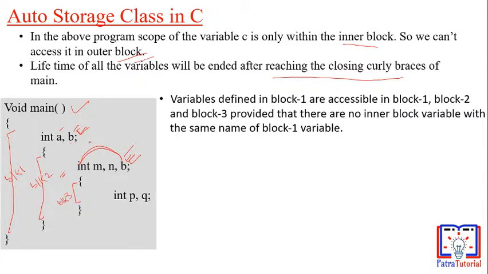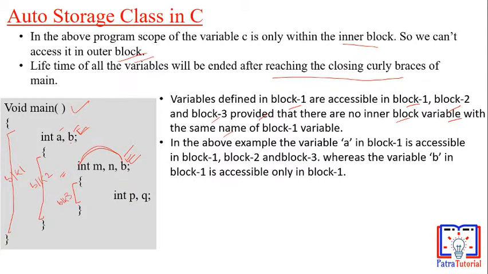So the first point is variables defined in block 1 are accessible in block 1, block 2, and block 3, provided that there are no inner block variables with the same name as a block 1 variable. So this is what I said: if the inner block contains a variable with the same name as the outer block variable, then if we try to access the variable in the inner block, the inner block variable will be accessed, not the outer one.